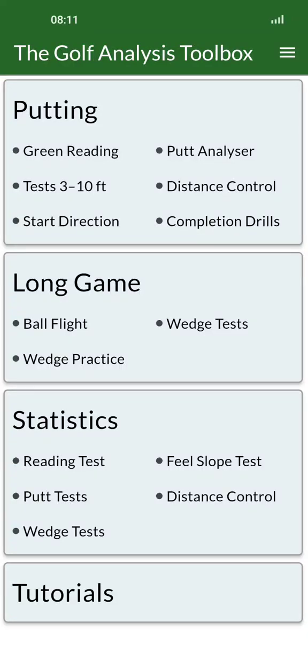What's most important in putting? Start direction, distance control, or green reading? And what should you focus on to make more putts? To answer this, we'll use the Putt Analyser in the Golf Analysis Toolbox.